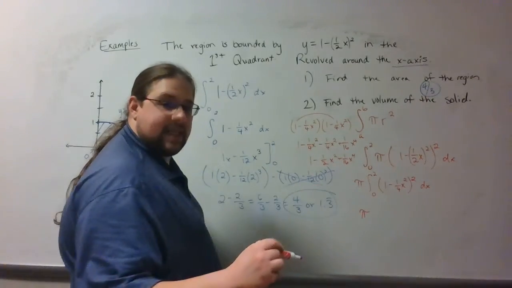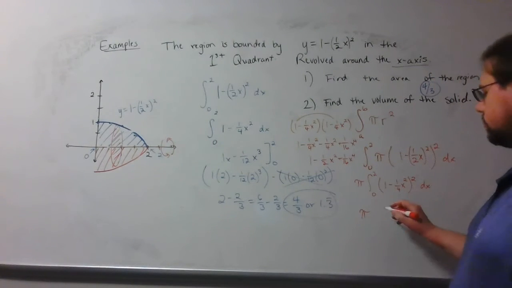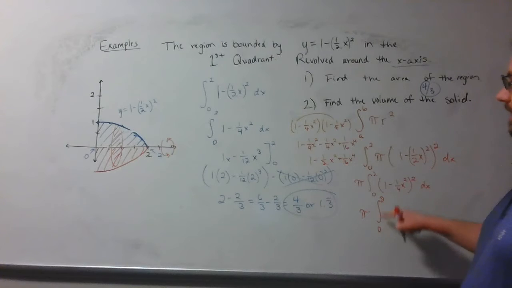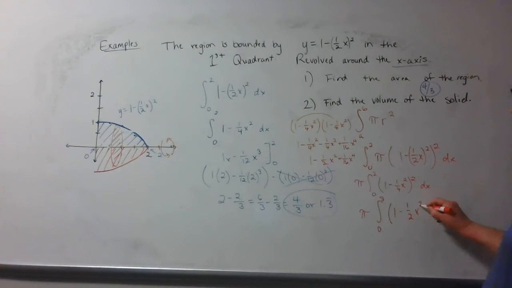That is the common mistake that I do see kids make a lot, is they forget whatever they write out front. They just lose it along the way. I've even been guilty of that in the past. So again, integrating from 0 to 2 of 1 minus x squared plus 1/4 x to the 4th dx. We're going to try to integrate.